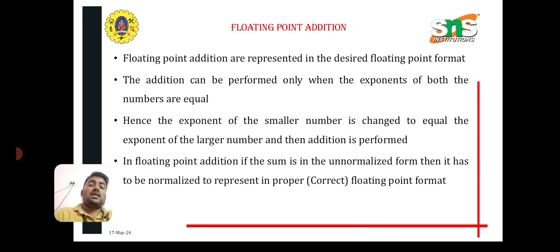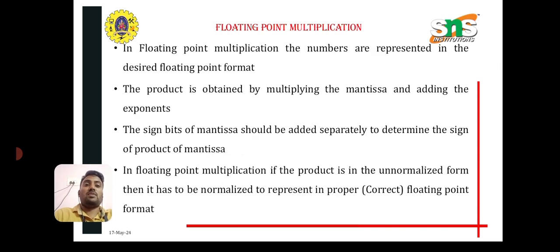Okay, now floating point addition. The numbers are represented in the desired floating point format. The addition can be performed only when the exponents of both the numbers are equal. Hence, the exponent of the smaller number is changed to equal the exponent of the larger number, and then addition is performed. In floating point addition, if the sum is in unnormalized form, then it has to be normalized to represent the proper floating point format.